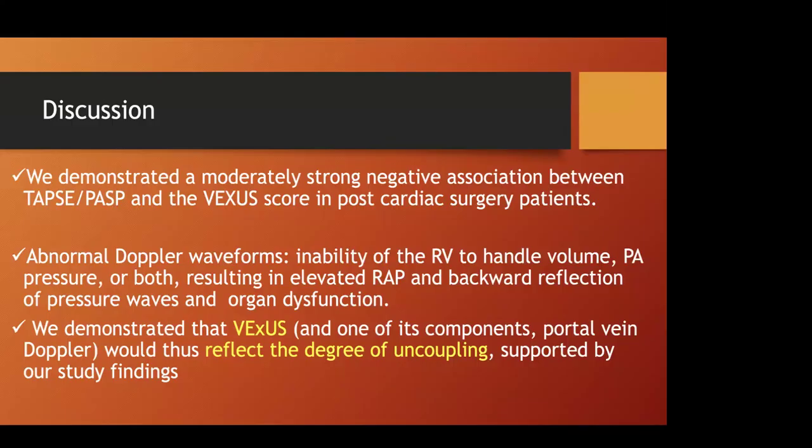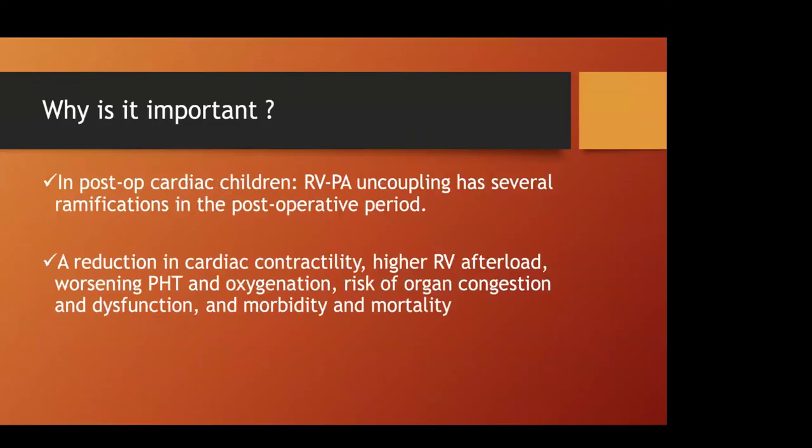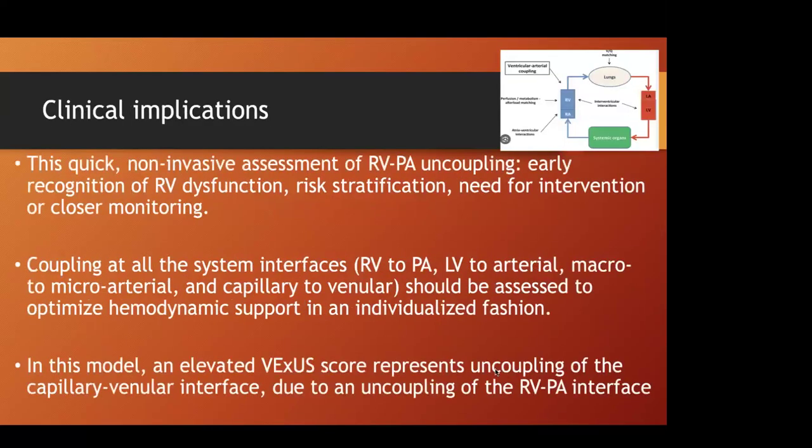So in post-op, why is it important to know RVPA coupling? Because it has several implications in the post-op period. Because a decrease in contractility of the right ventricle or a high afterload can worsen your oxygenation and cause organ injury, including kidney, and it is associated with high mortality. So that's why it's important to identify RVPA uncoupling immediately and address it. So recognition is, as I said, very important. Risk stratification can be done quickly, and early intervention is important.